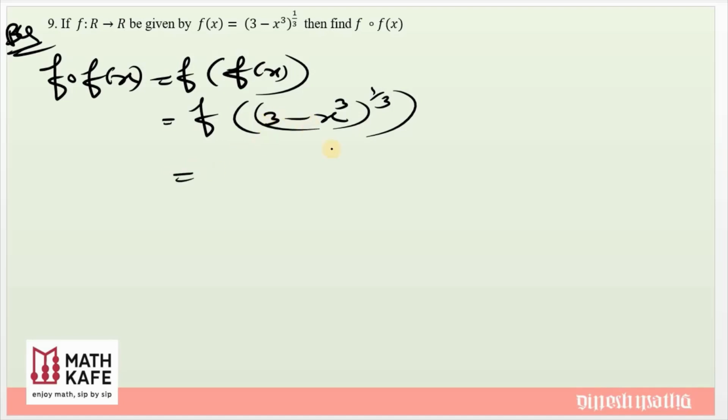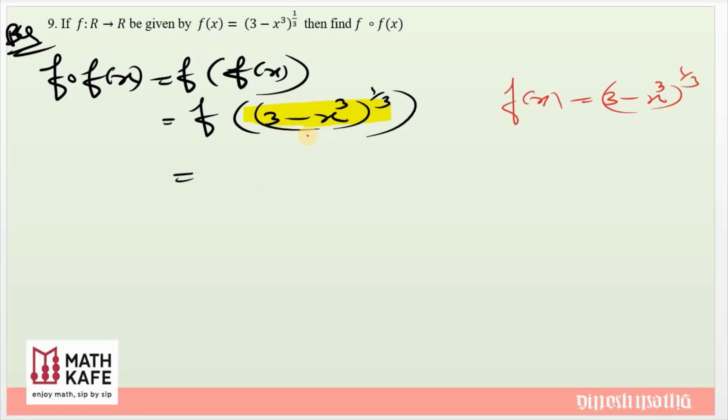Again we need to calculate f of f of x. There are different ways of doing it. One way, you can assume that the whole expression is now x. In f of x, the x should be replaced by the whole expression. And we know f of x is (3 minus x cube) all to the power 1 by 3.